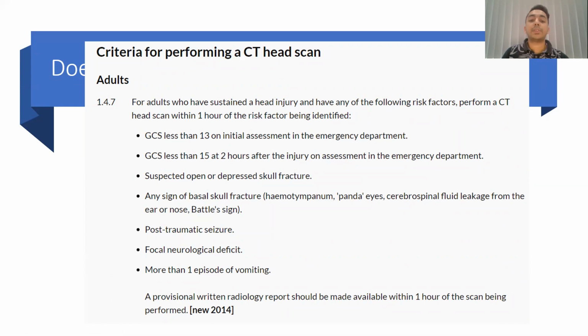Now, had this patient presented 2 hours after the head trauma to A&E, then he would have received the CT scan. But here, he presented only 20 minutes after the head trauma. Other criteria are suspected open or depressed skull fracture, any signs of basal skull fracture, post-traumatic seizure, focal neurological deficit, and more than one episode of vomiting. Here, the patient has only vomited once, and had he vomited more than once, he would have received a head CT.